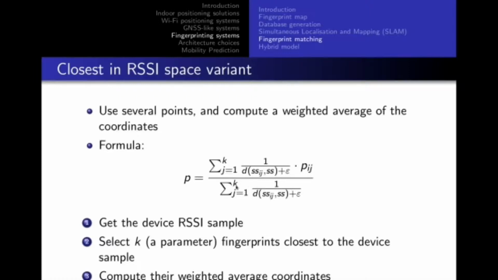So how does it work? You get the device RSSI sample, you select k, which is a parameter, the fingerprints closest to the device, and then you use this formula on the k points.